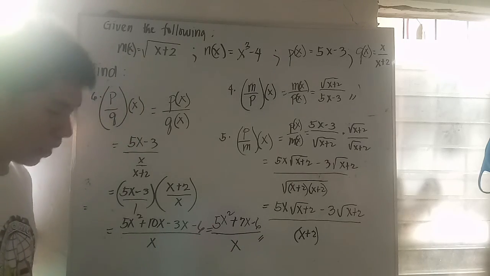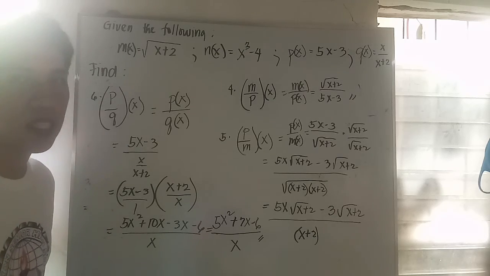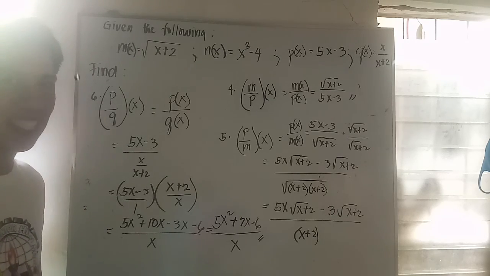So that is how you are going to get the product at the same time the quotient of two functions.